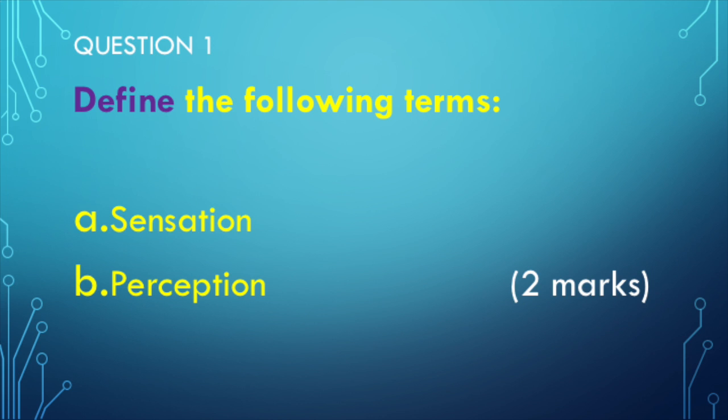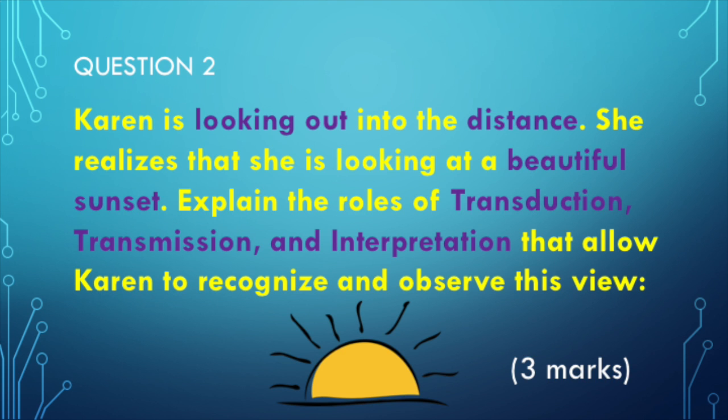Question 1. Define the following terms: sensation and perception. Question 2. Karen is looking out into the distance. She realizes that she is looking at a beautiful sunset. Explain the roles of transduction, transmission, and interpretation that allow Karen to recognize and observe this view.